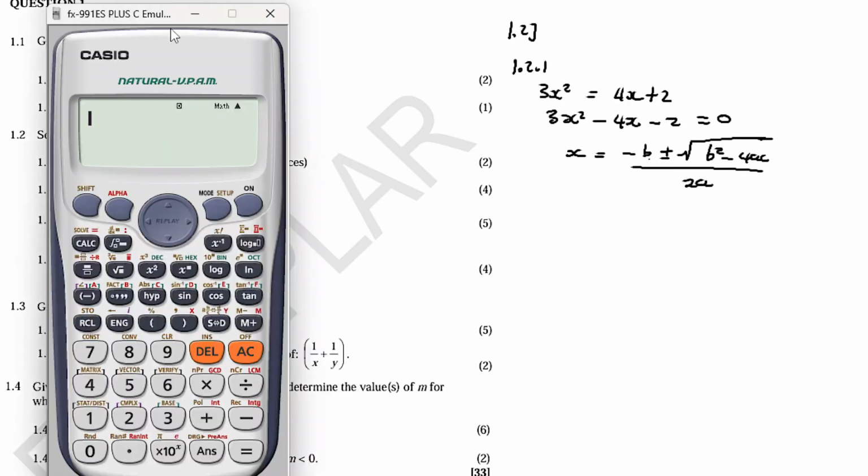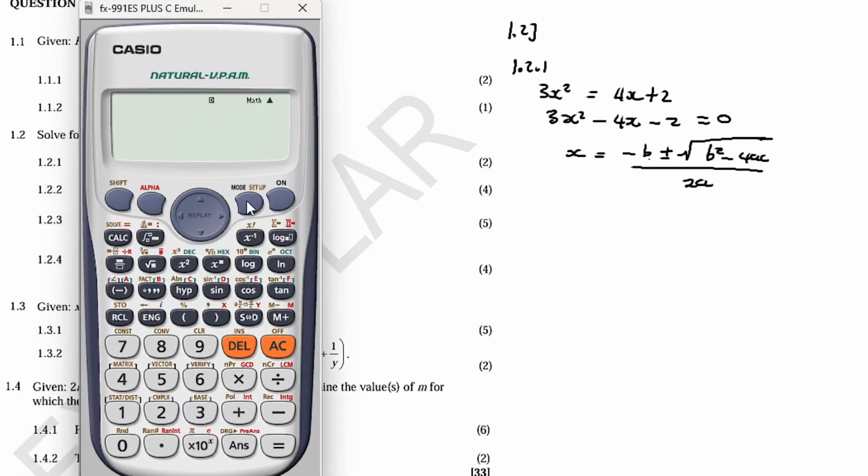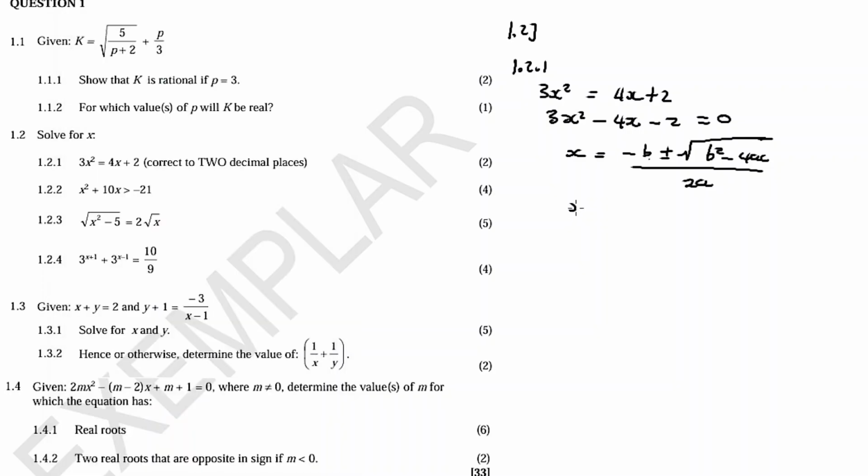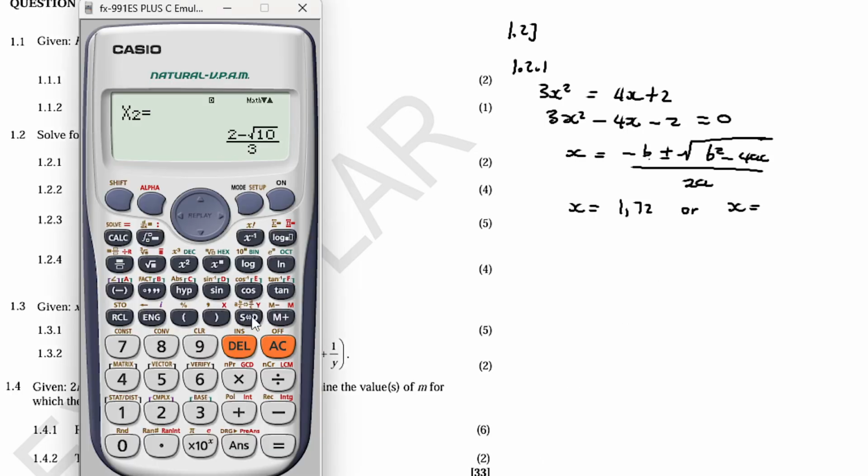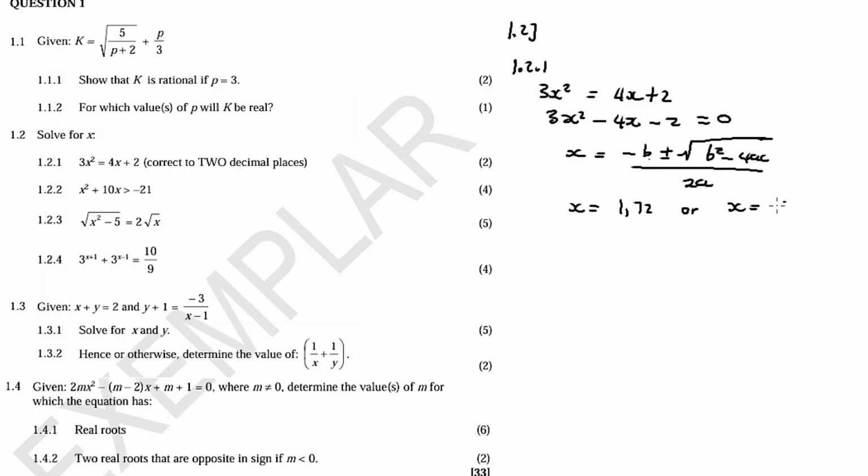So I'm not going to do that. You know how to do that. But just to save time, use your calculator. 3 equal to a, b is minus 4, and then c is negative 2. Answer, the first one correct to 2 decimal places: the first x is going to be 1.72, or the second one equal to negative 0.39. These are the only two roots we have.